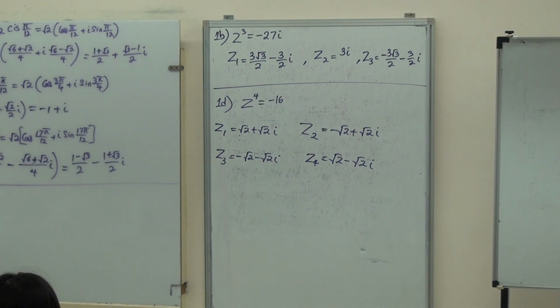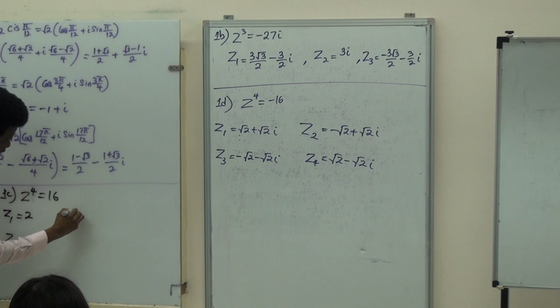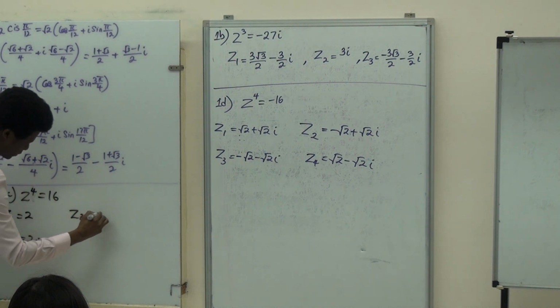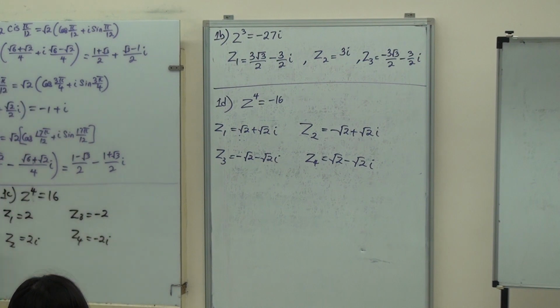We have 1B. Can I have 1C, please? So that's Z cube equals what? Oh, 2 power 4 equals what? 16. Okay, good. So what do you get for Z1? 2. What do you get for Z2? 2i. What do you get for Z3? Negative 2. And Z4? Negative 2i.